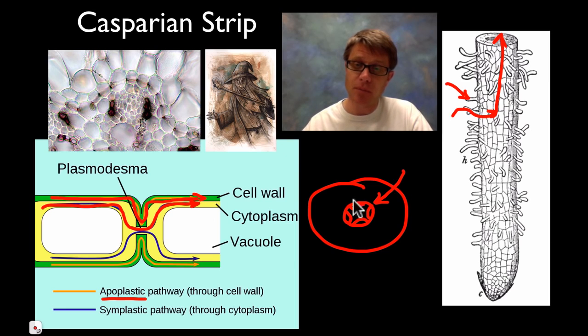And so what happens is you're going to have an endodermis here. This has a lining around it, and there's going to be a waxy cuticle called the Casparian strip. You can kind of see it right here. This is that Casparian strip that's connecting all the cells.